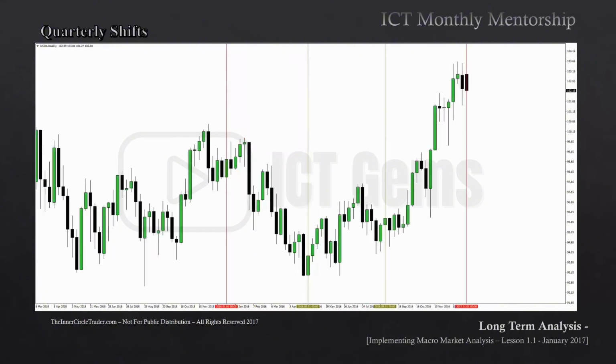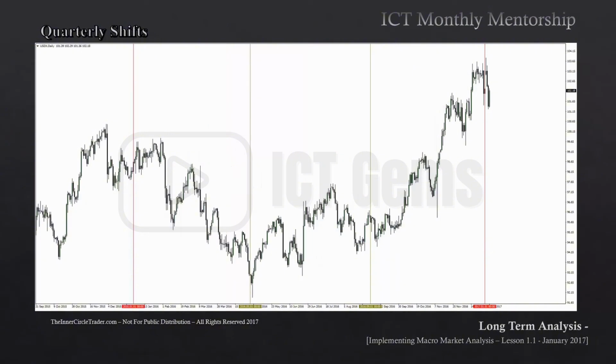This is that same dollar index viewed on a weekly time frame, and we're looking at every 4 months for quarterly shifts, and we're going to drop down into a daily chart.